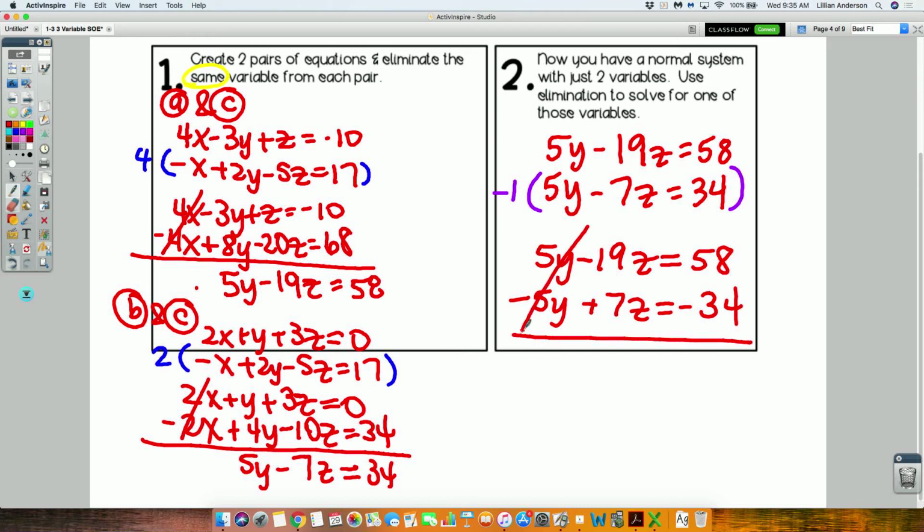Okay. Have we already solved this system? We eliminated our Y's. What's negative 19Z plus 7Z? Negative 12Z. What's 58 minus 34? Divide both sides. Z equals 2. Careful. Negative. Negative 2. So we have one of our solutions. Okay? Questions on step 1 or step 2?